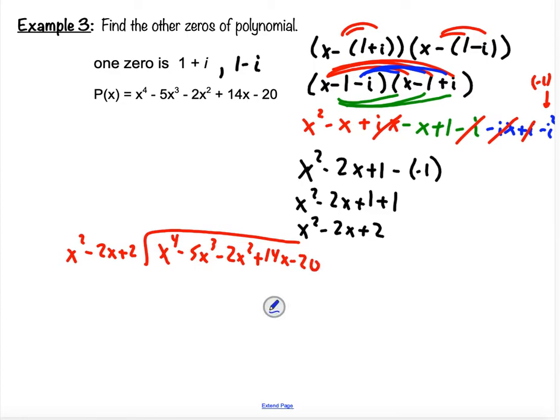So I can think, x to the second times what is x to the fourth? It'd be x squared. Distribute that through, so you get x to the fourth minus 2x to the third plus 2x squared. Change your signs and add them. So x to the fourths are gone.